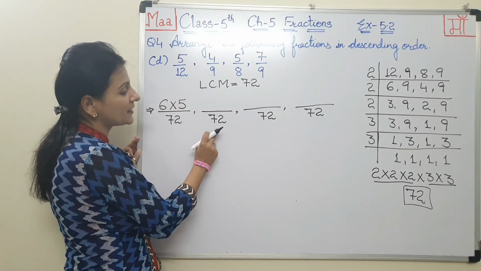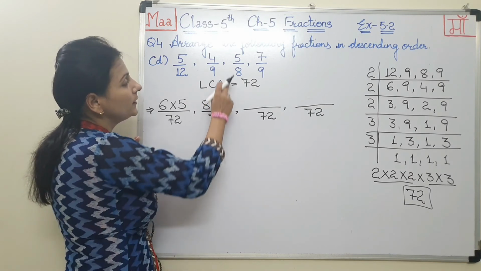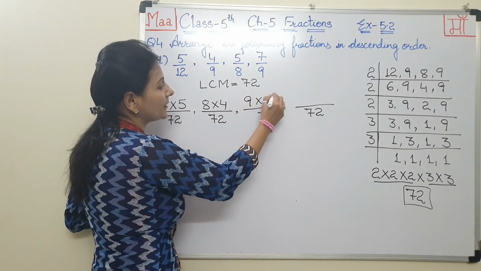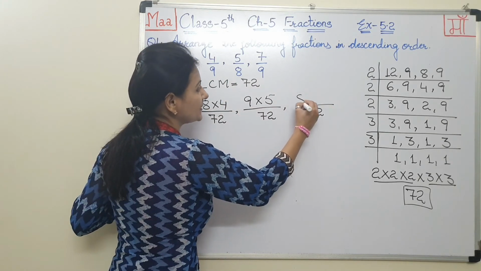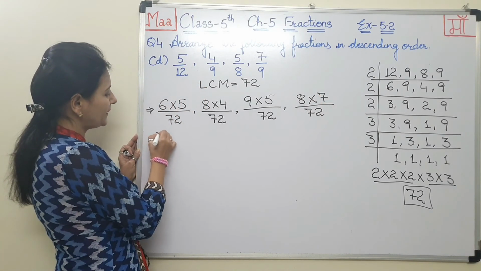Then in the table of 9, 72 comes 8 times. 8 will be multiplied by 4. In the table of 8, 72 comes 9 times. 9 will be multiplied by numerator 5. In the table of 9, 72 comes 8 times. 8 will be multiplied by 7. Now multiply it in the next step.